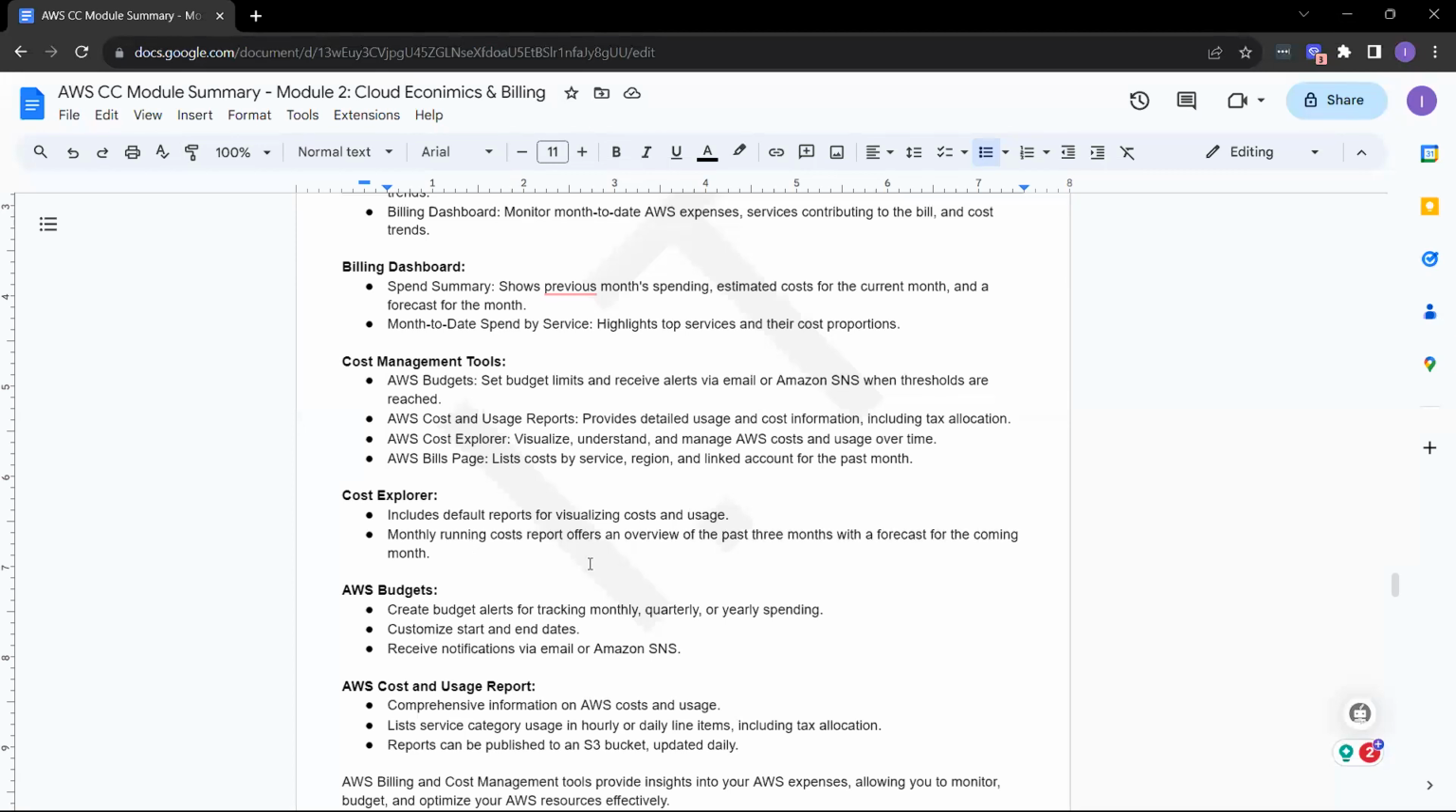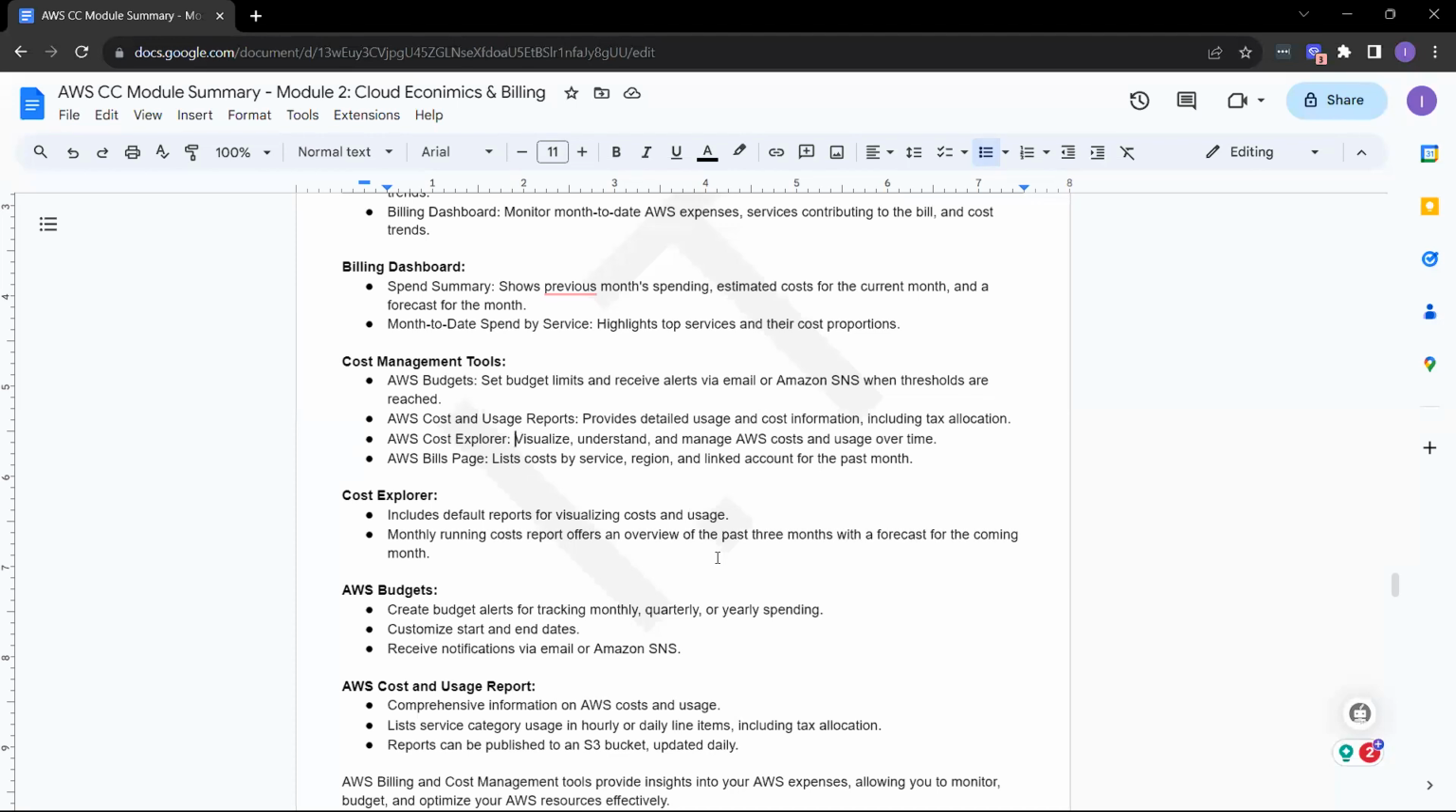When you go to the detailed explanation, the monthly running cost report offers an overview of the past 3 months with a forecast for the coming month. So it's able to say that, okay, in the past 3 months, this is what you have been using, and in this month, this is what you have been using. So looking at your usage trend, maybe in the next month, you might spend this amount.